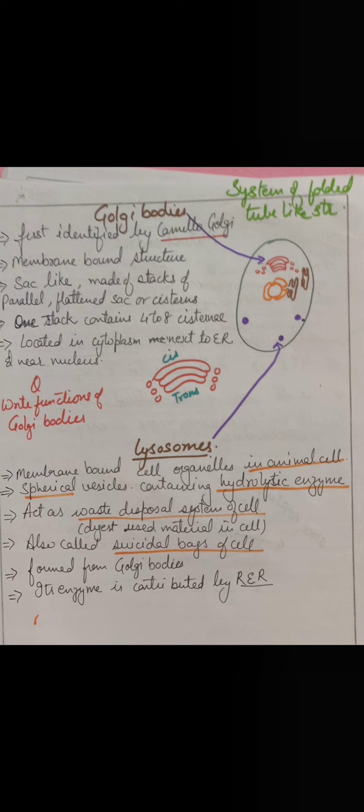So that is why, sometimes when the cells stop working, lysosomes even kill the whole cell, including themselves, because they are eating themselves as well as the whole cell. So the name is called the suicidal bags. As I told you in the previous topic, their formation is from the Golgi bodies.